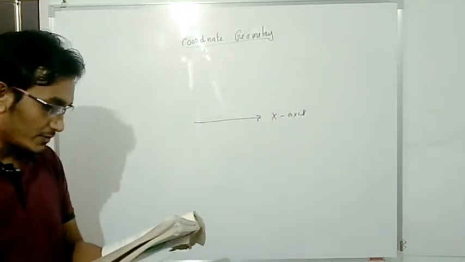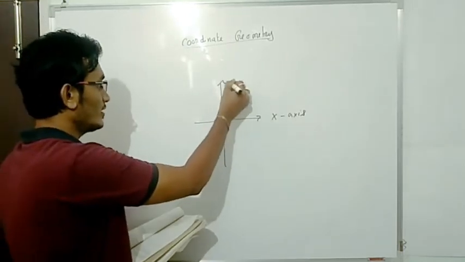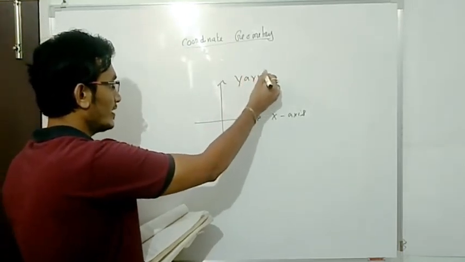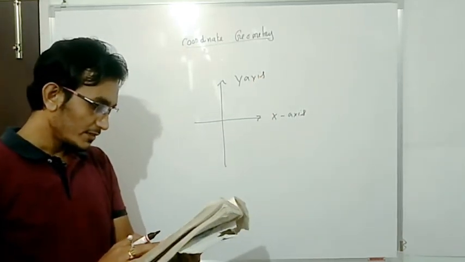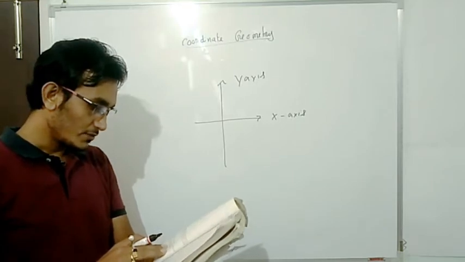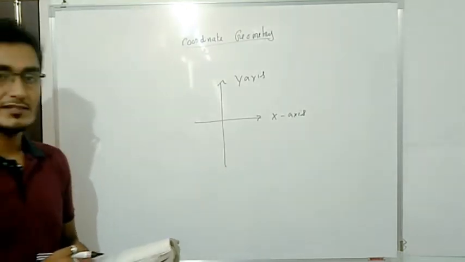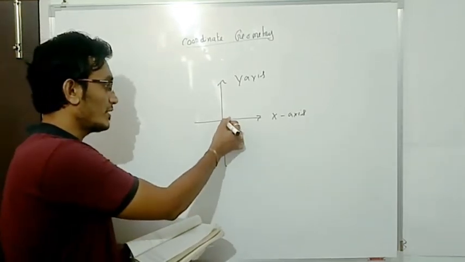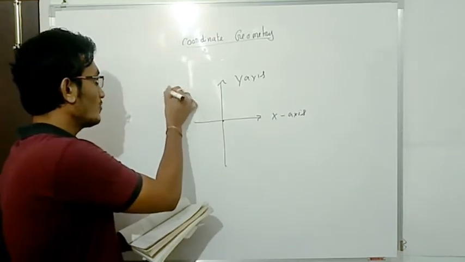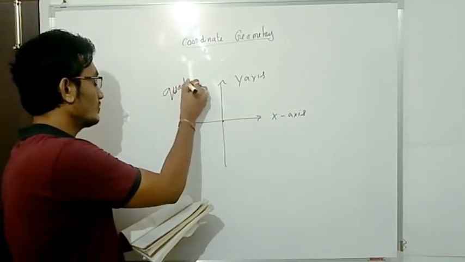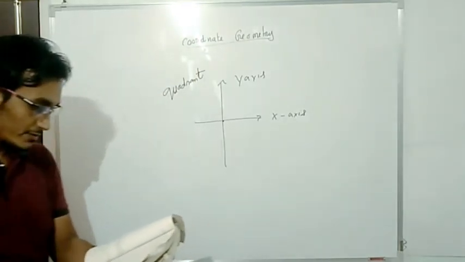Then the next question is what? The vertical line. The vertical line we have already discussed. The vertical line is what? Y-axis. And then the next question, what is the name of each part of the plane? We have already discussed when the x-axis and y-axis intersect, we get 4 parts, and these 4 parts are known as what? Quadrants.